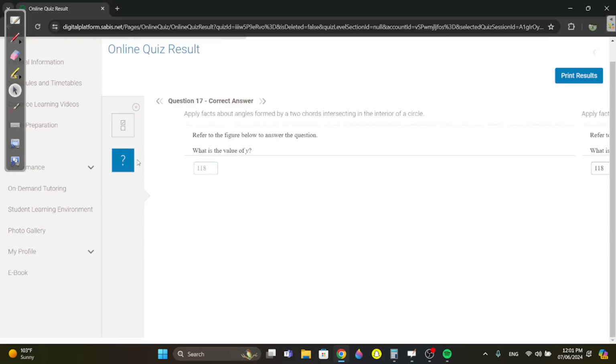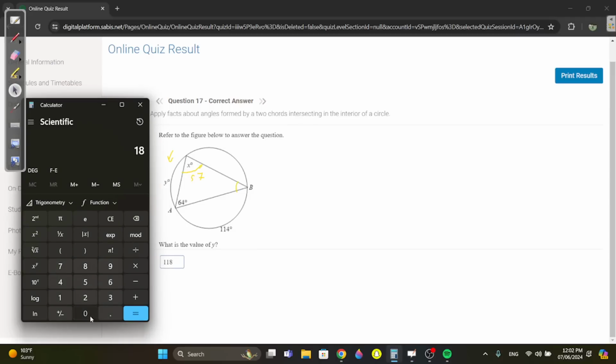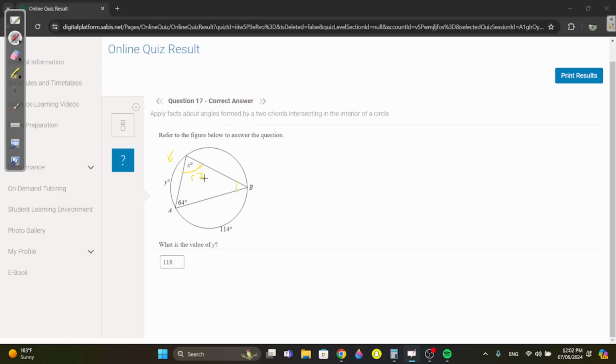Question 17. See, these ones are a bit easier. They want the value of y. Okay, you could do this. X would be half of 114, so it would be 57. So this angle here would be 180 minus 57 minus 64, which is 59. So this one here would be 59, and this one here would be double. Remember the inscribed is always half, so this one would be double of 59, which is 118.